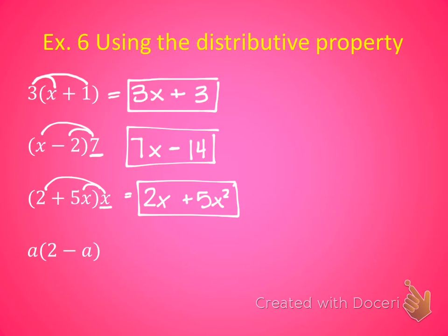All right. Now I need to distribute what? The a to everything inside. So a times 2 is 2a. And keep my sign. A times a is what? A squared. Very good.